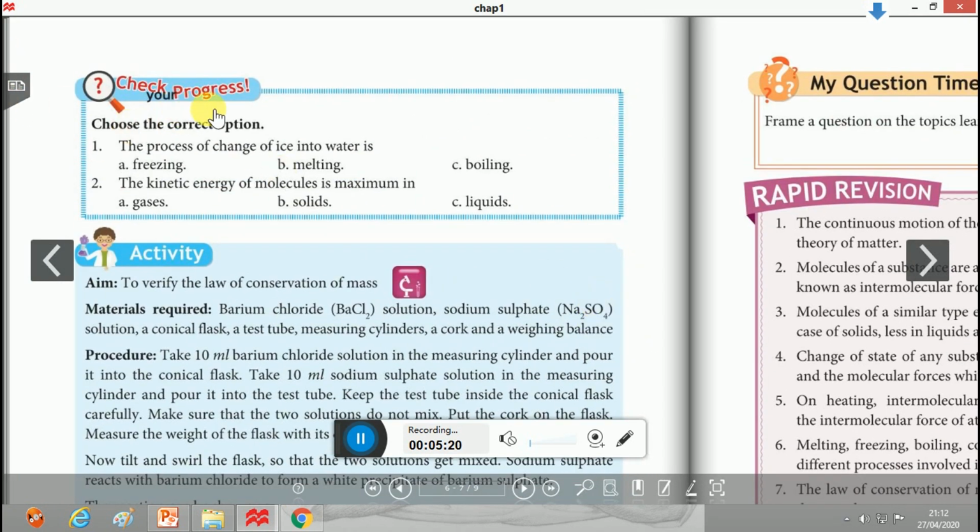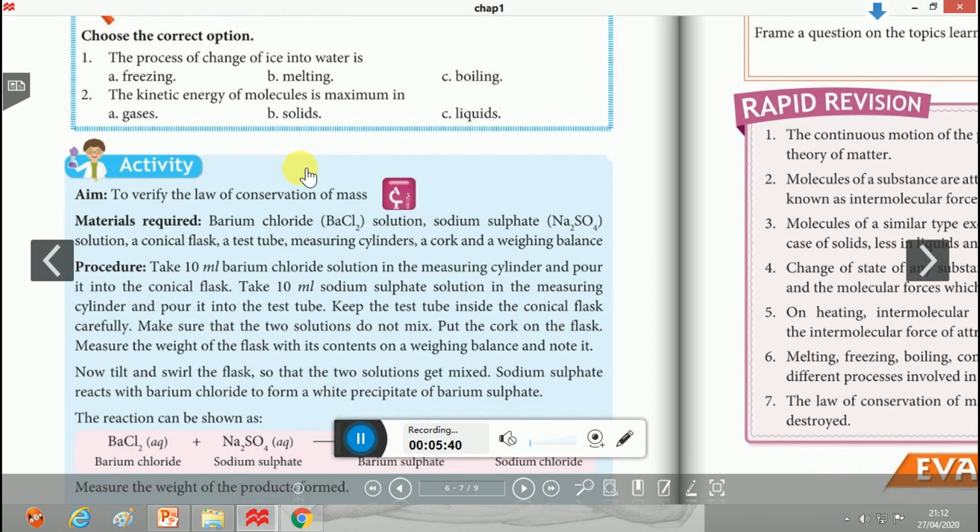Check your progress, choose the correct option. The process of change of ice into water, that means solid to liquid, is melting. The kinetic energy of gas molecules is maximum. The energy of the gas molecules is maximum in the case of gas, because of the least intermolecular force of attraction.